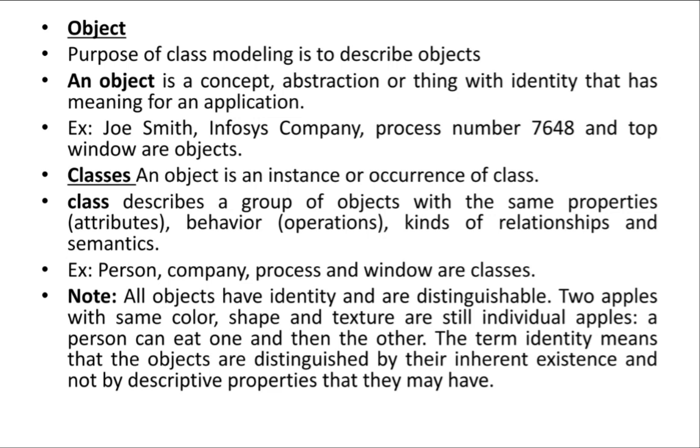So person class means it contains all the persons. Company means it contains all the companies, like that. I can group the objects into a class with similar properties. Properties means the same attributes and the same operations. And one more important thing, all the objects have identity and all the objects are distinguishable. That means for every object we have some identification, so there should be a way to identify the object, and all the objects are different.